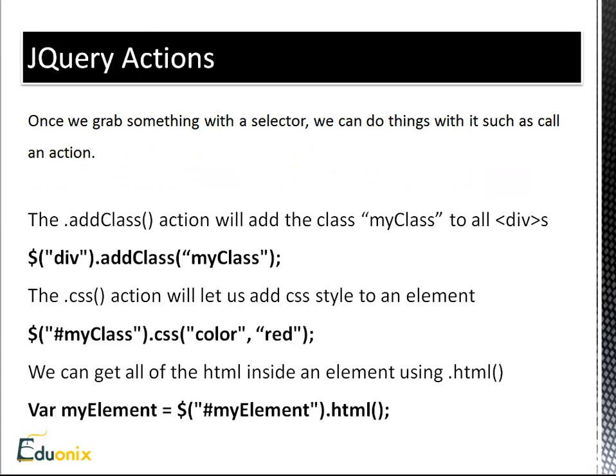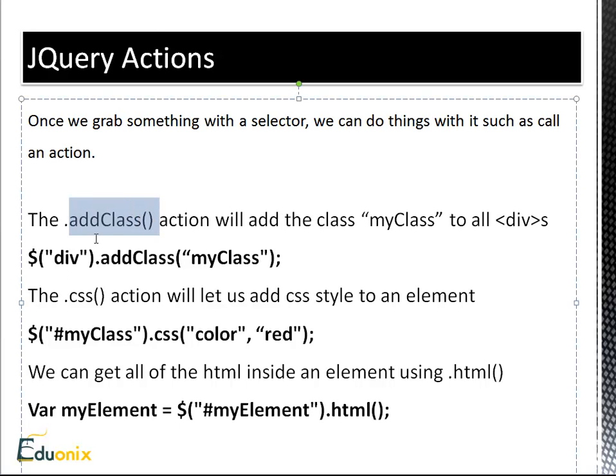Okay, so jQuery actions, or methods, or whatever you want to call them. Once we grab something with a selector, like we just saw, we can do things to it, such as call an action. I have a couple examples of actions here. The first one we have is the addClass action, and all that does is add a class to whatever we're selecting. So in this example, we're taking all div tags and we're adding a class of my class. Okay, so this is going to do this to all div tags.